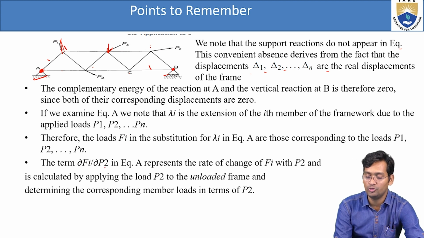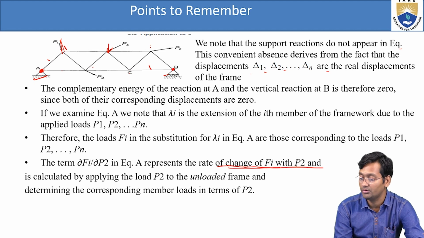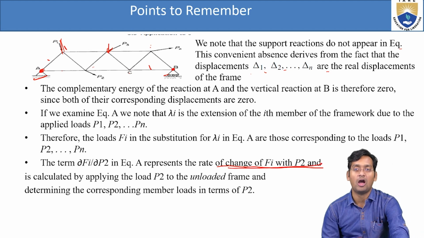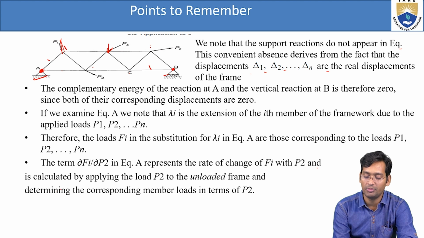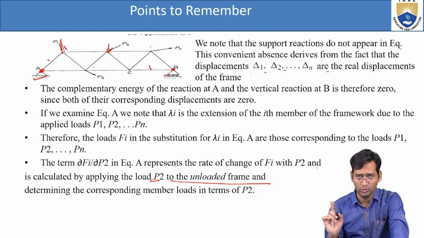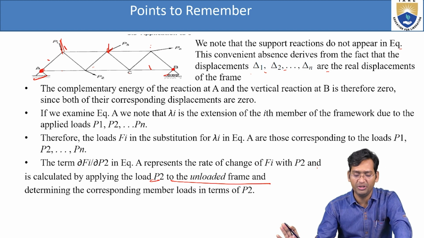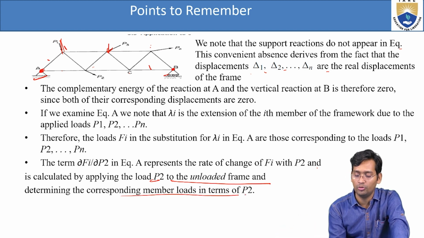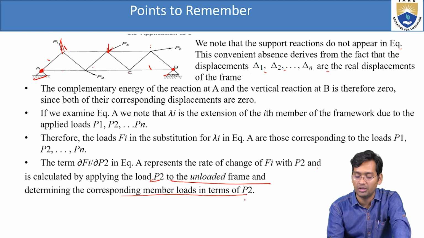The term dou Fi by dou P2 in equation A represents the rate of change of Fi with P2. So see here, remember, rate of change of Fi, how Fi is changing with P2. It is calculated by applying the load P2 to the unloaded frame. Remember, P2 to the unloaded frame means whatever load is there, just remove that and apply only the load P2, determining the corresponding member loads in terms of P2. So now determine the corresponding loads in all the members in terms of P2.